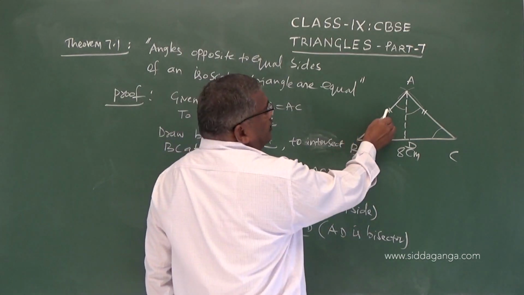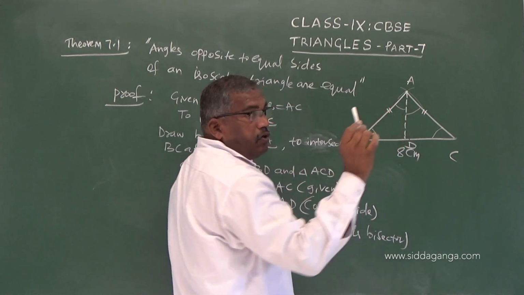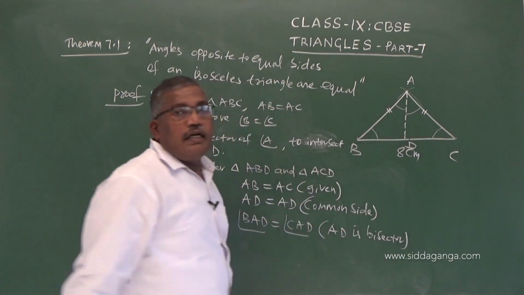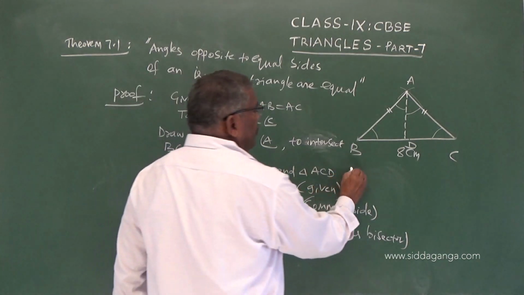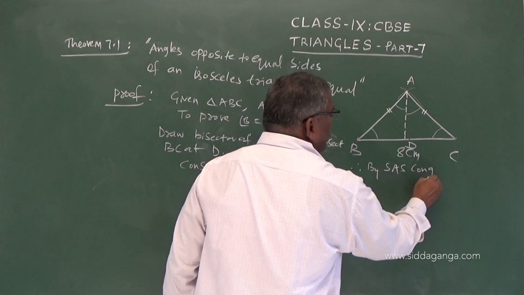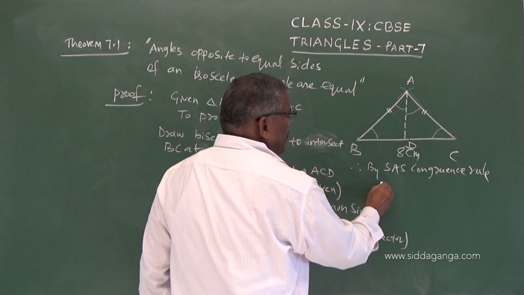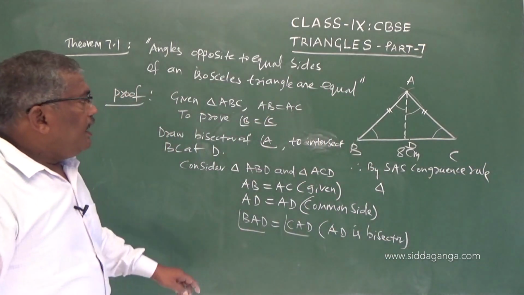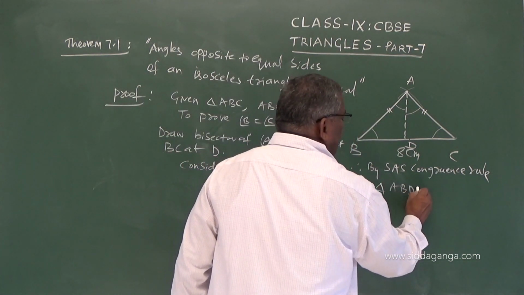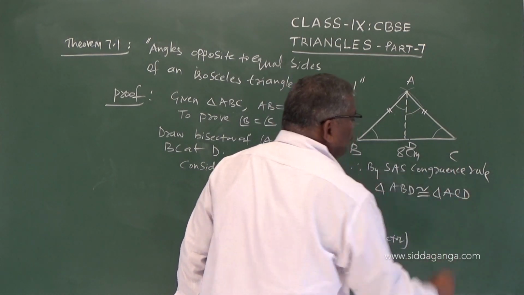Now, side, angle, side of one triangle are equal to side, angle, side of the other triangle. So, therefore, by the SAS congruence rule, triangle ABD is congruent to triangle ACD.